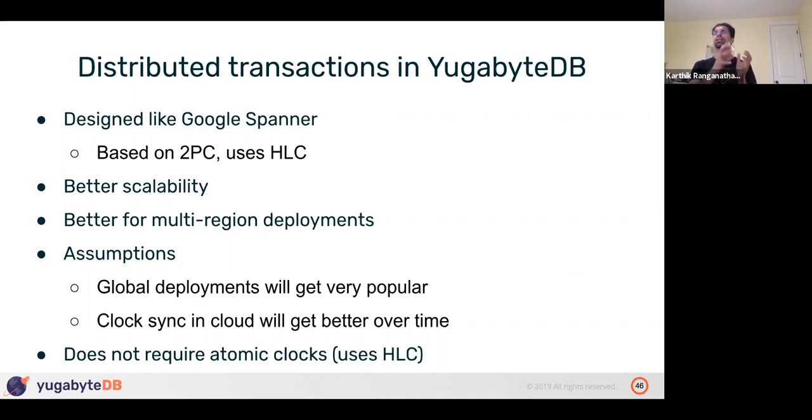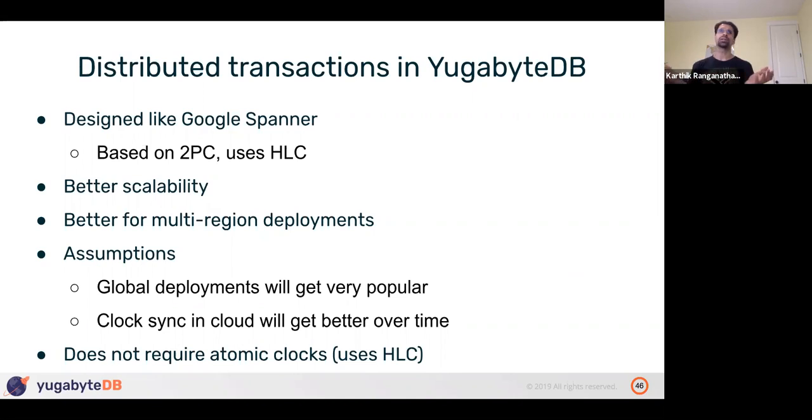So there is no single authority that issues timestamps. It's like Google Percolator. It's like Google Spanner, where it's distributed time synchronization. And that's because it's better for multi-region deployments. And some of the assumptions that we make over time, right? It works as is right now, but over time, we believe that global deployments are going to get more and more popular.